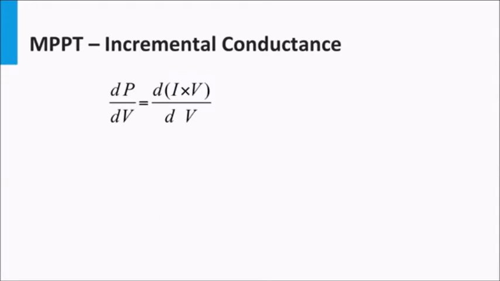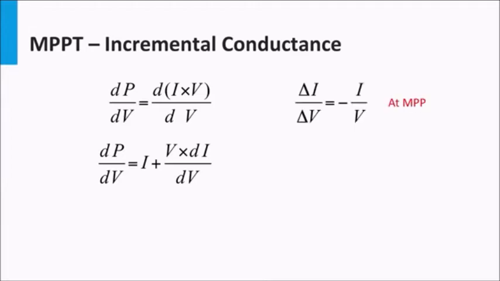Now, dP/dV could be written as d(current times voltage)/dV. Using basic differentiation, we get dP/dV is current I plus the voltage times dI/dV. If the sampling steps are small enough, then dI/dV could be approximated to ΔI/ΔV. Thus, at the maximum power point, ΔI/ΔV is equal to minus I divided by V.